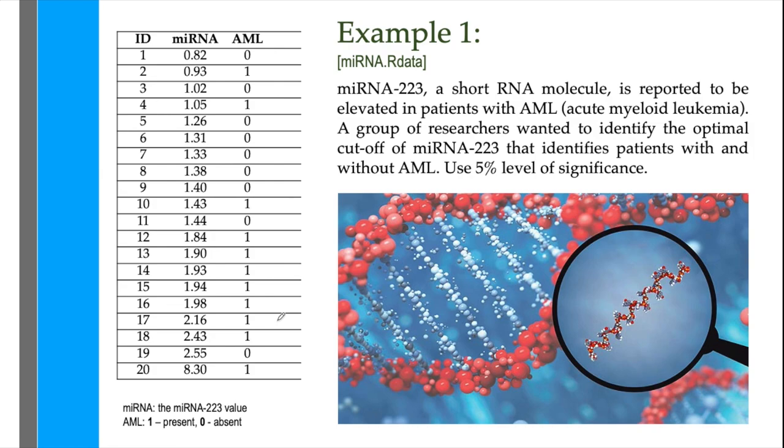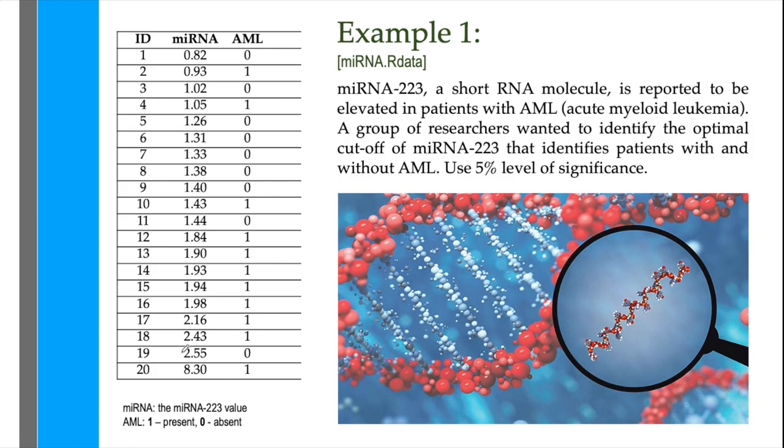Suppose that a group of researchers wanted to identify the optimal cutoff of microRNA-223 that identifies patients with and without AML. Use a 5% level of significance. Notice that in the data on the left, we have two variables: microRNA-223, which is a quantitative variable, and whether the patient has acute myeloid leukemia or not. One means the patient has acute myeloid leukemia, while zero means the patient has no acute myeloid leukemia.